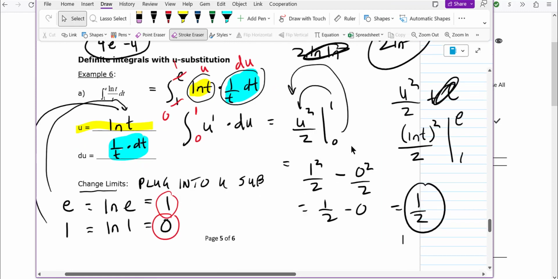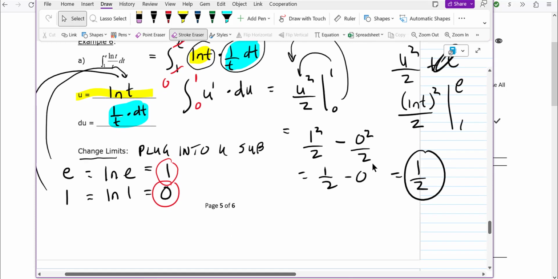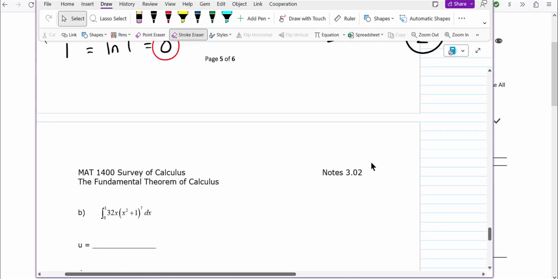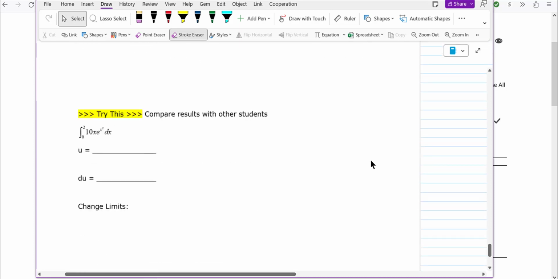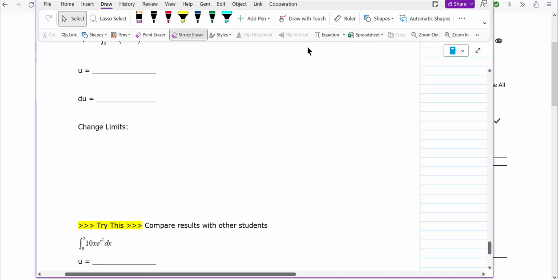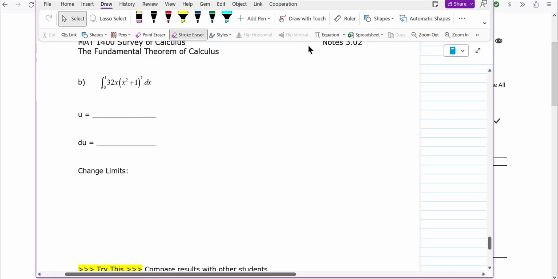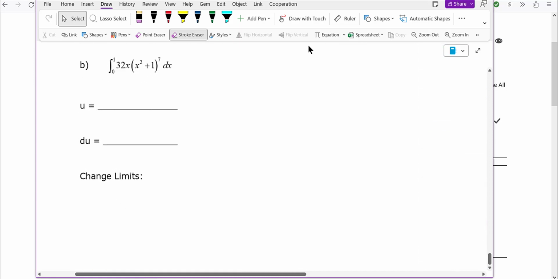Any questions about what I did? Okay, that's a little bit more difficult on u sub. So I'll do one more, then I'll let you try to do one, and then that'll kind of wrap up what we want to do here. This one's probably a little harder still. This is probably about as difficult as it's ever going to get in this class anyway. Any suggestions about what I should set u equal to?